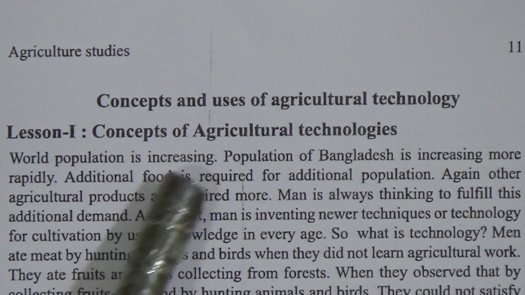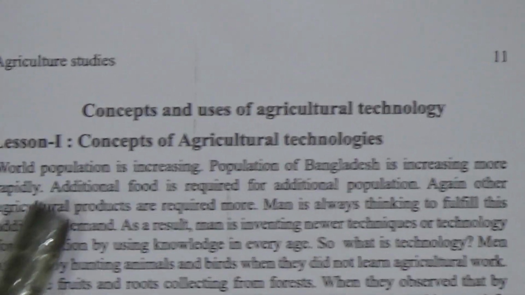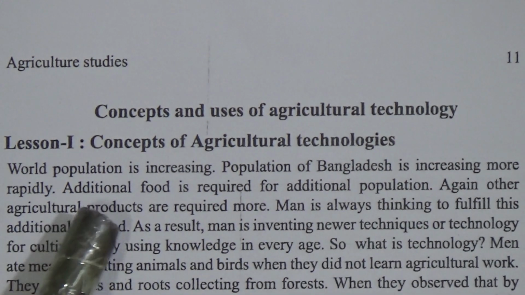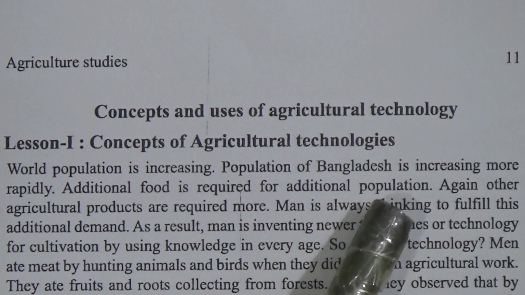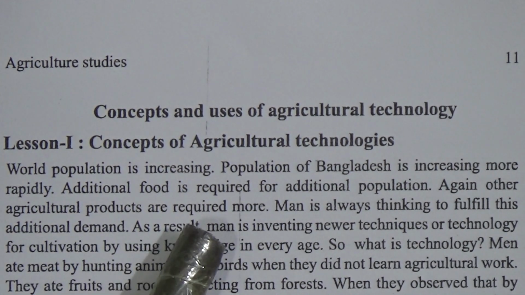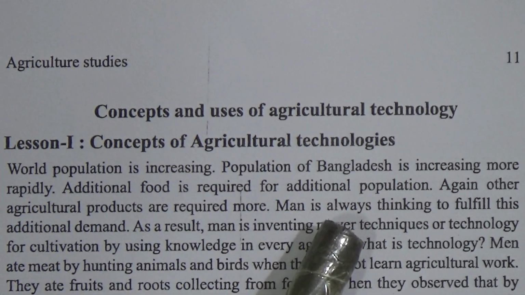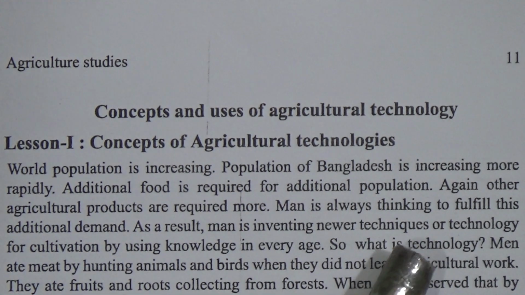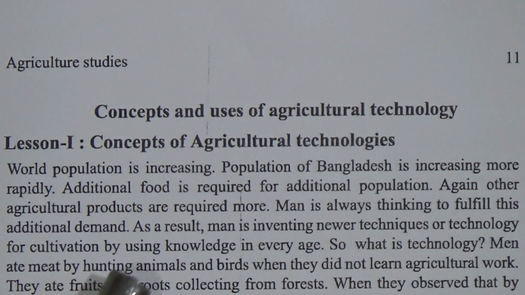Concept and uses of agricultural technology. Lesson 1, concept of agricultural technology. World population is increasing. Population of Bangladesh is increasing more rapidly. Additional food is required for additional population. Again, other agricultural products are required more. Man is always thinking to fulfill this additional demand. As a result, man is inventing newer techniques or technology for cultivation by using knowledge in every age.